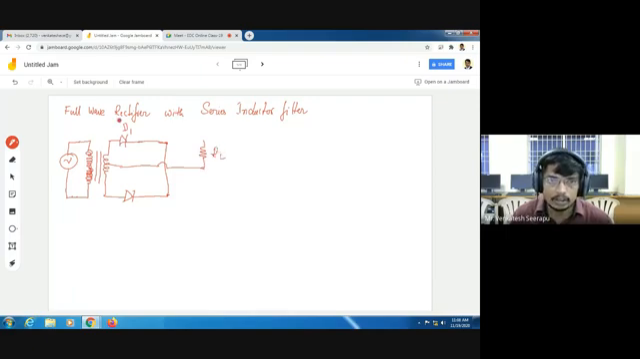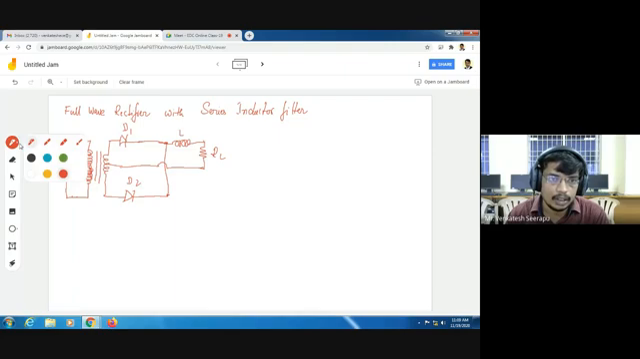Now here, full wave rectifier with series inductor filter. So the inductor is connected in series with the resistance. So it is L and it is RL. It is D1 and D2. It is the circuit diagram of a full wave rectifier with series inductor filter.